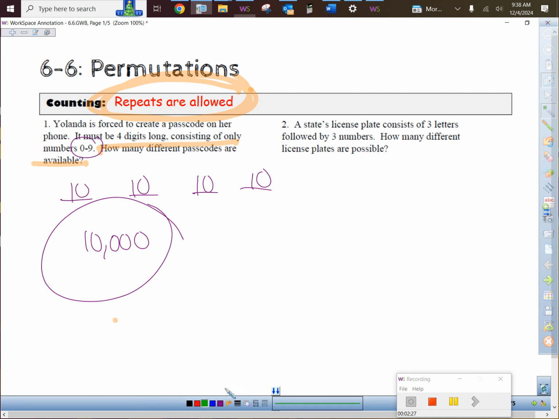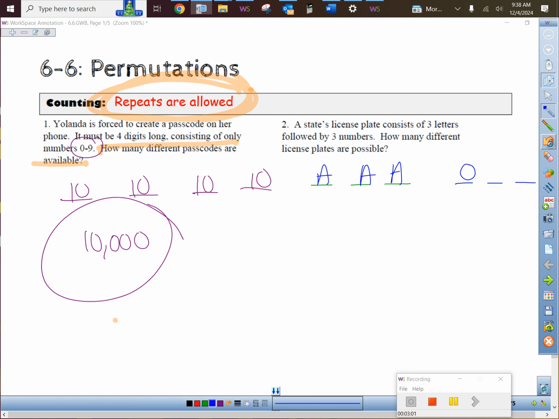Let's talk about a license plate. It consists of 3 letters, so I'm going to do this: 1, 2, 3, 3 letters right there, and then 3 numbers. How many different license plates are possible? My question is, are repeats allowed? You know what I'm talking about with a license plate. Could a license plate be AAA 000? Are license plates allowed to repeat letters? Yes, that can happen.